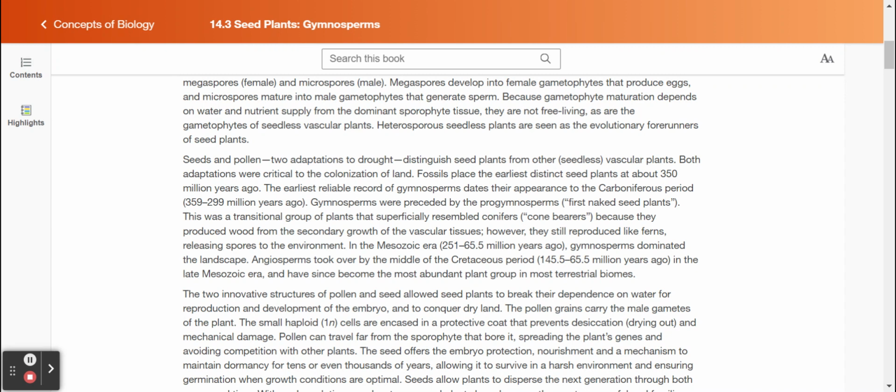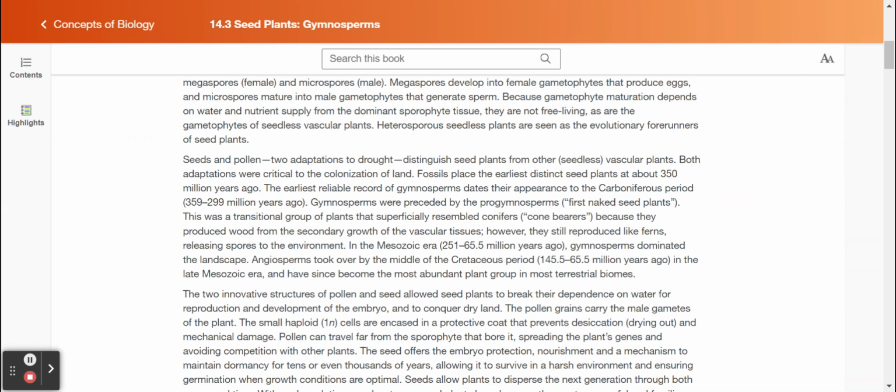Gymnosperms were preceded by the progymnosperms, first naked seed plants. This was a transitional group of plants that superficially resembled conifers, or cone bearers, because they produced wood from the secondary growth of the vascular tissues. However, they still reproduced like ferns, releasing spores to the environment.